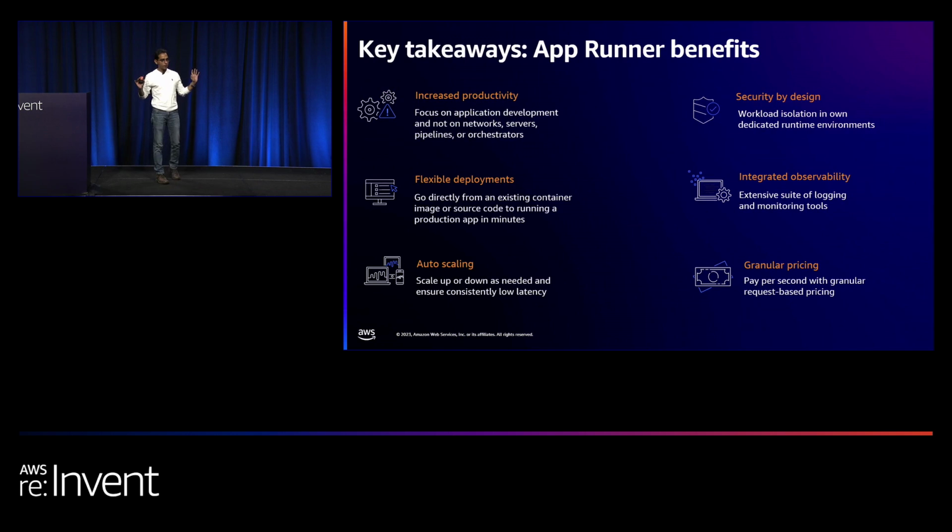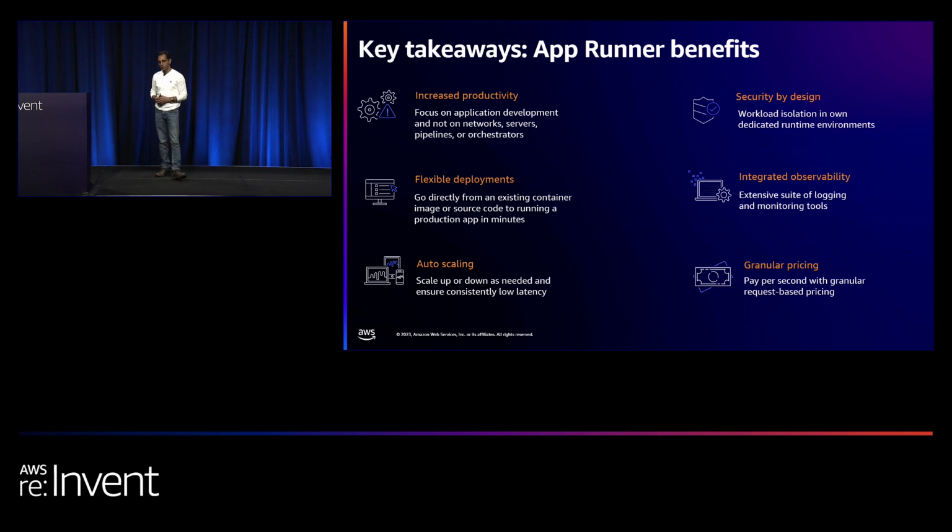Now, if I can summarize all the things that we have discussed today, and what we can take away from this session, the key benefit that App Runner provides, the most important I would say, is increased productivity. You do not need to focus on servers, clusters, load balancers, and so many different infrastructure pieces. You can simply focus on your application and leave all the heavy lifting of managing infrastructure to us.